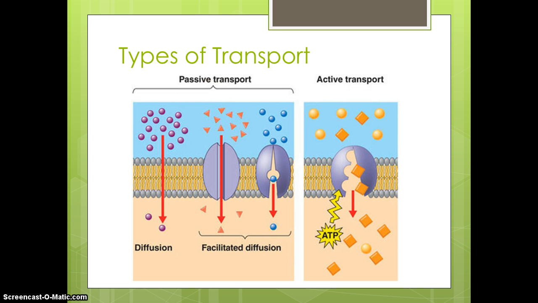Types of transport. Passive transport is diffusion down the concentration gradient. Osmosis is the diffusion of free water across a selectively permeable membrane. Facilitated diffusion is diffusion down the concentration gradient with the help of carrier proteins, which serve as gated channels. Active transport is movement against the concentration gradient, which requires energy.